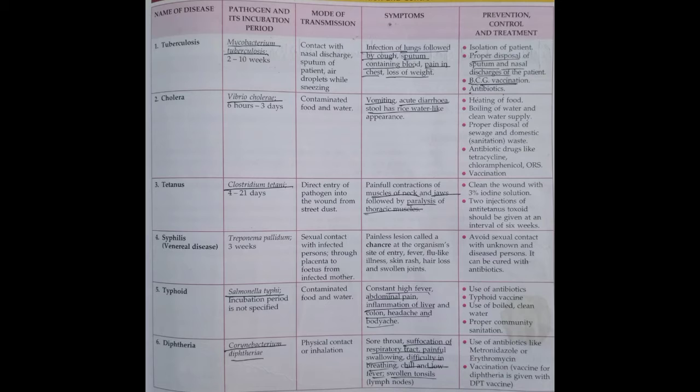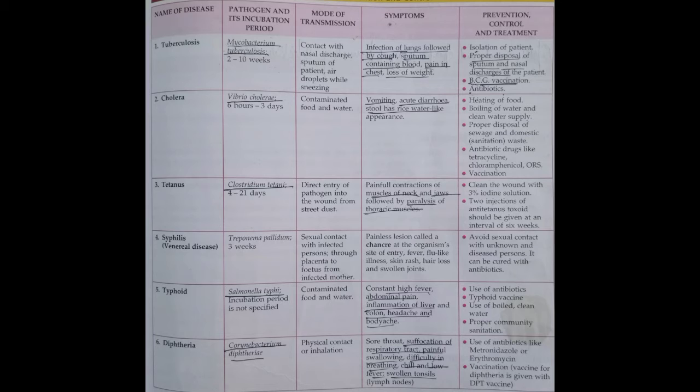Now, what are the prevention, treatment or control measures we can take? First is isolation of the patient. We should isolate the patient from other healthy persons of the family or other members in the room. Next, there should be proper disposal of sputum or nasal discharge, as it contains the bacteria that might infect another person. And we should take BCG vaccination. BCG vaccination is for tuberculosis only. It is given in early childhood, and antibiotics are given when persons are infected and treated. Right. Next, our next disease is cholera.